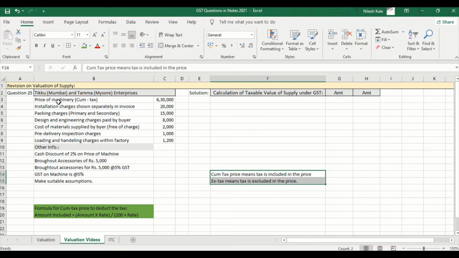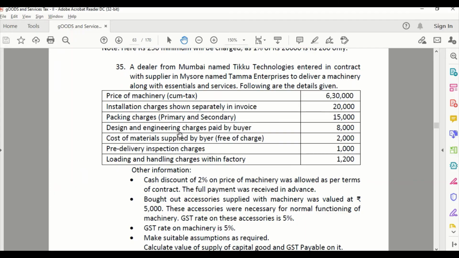This is cum tax. I have already copied the question here to save your time. Pause this video and write this somewhere in your notes. This is important. Let me read the question again. This is cum tax price 6,30,000. It means this 30,000 extra is included. I can easily understand this if the rate is 5%. GST rate on machinery is 5%.